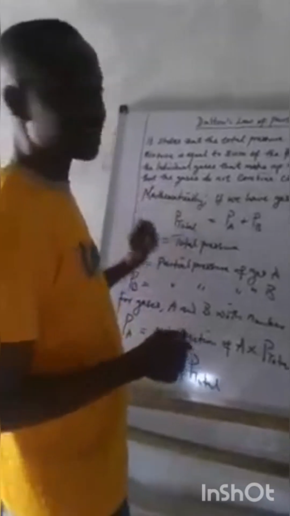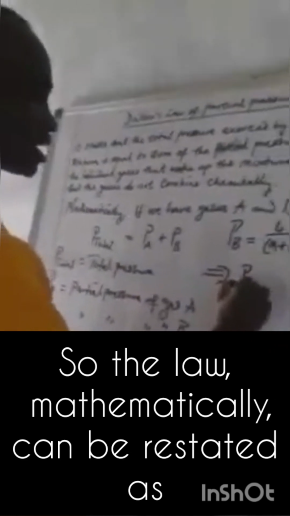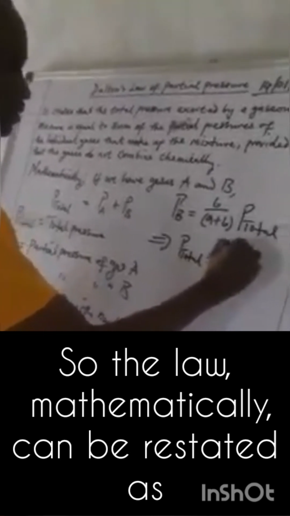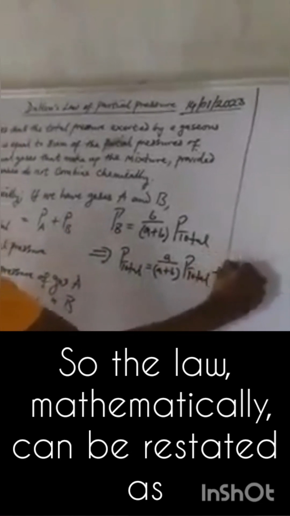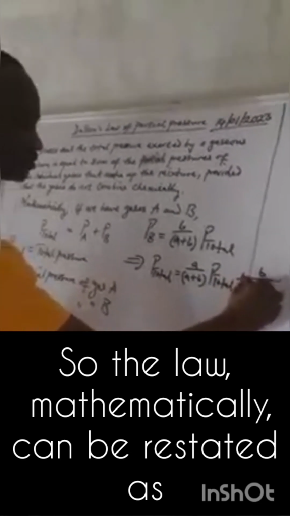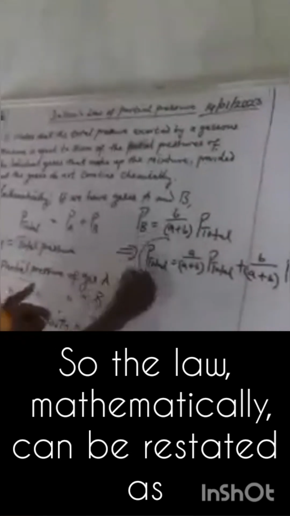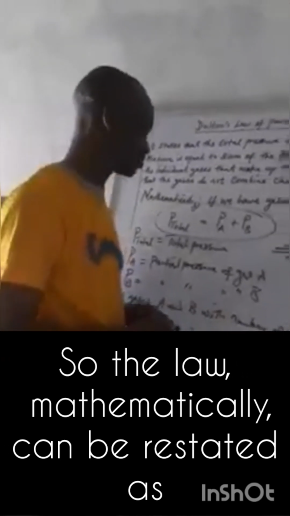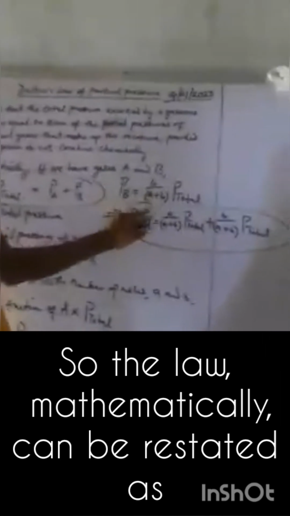So the law mathematically can be restated as PTotal equals A over A plus B times PTotal, plus B divided by A plus B times PTotal. This is the same thing as this. But in most chemistry textbooks, O-level chemistry textbooks, this is what they see. But in actual sense, PA and PB are this.